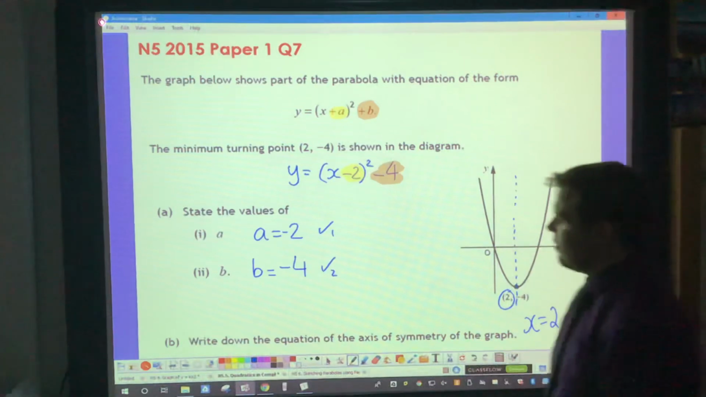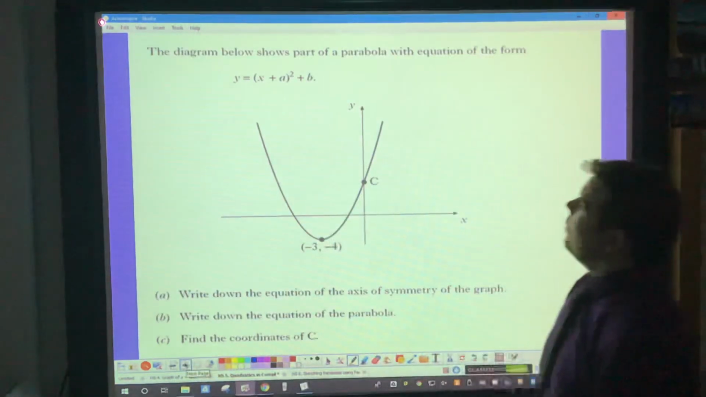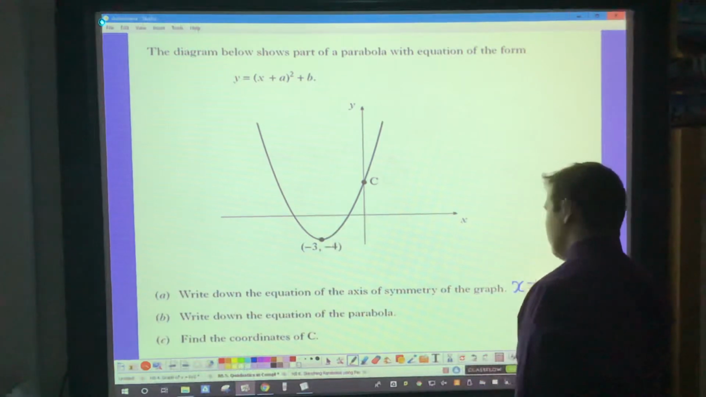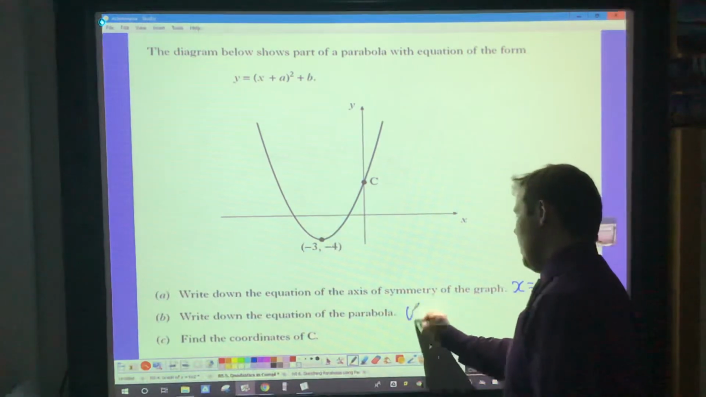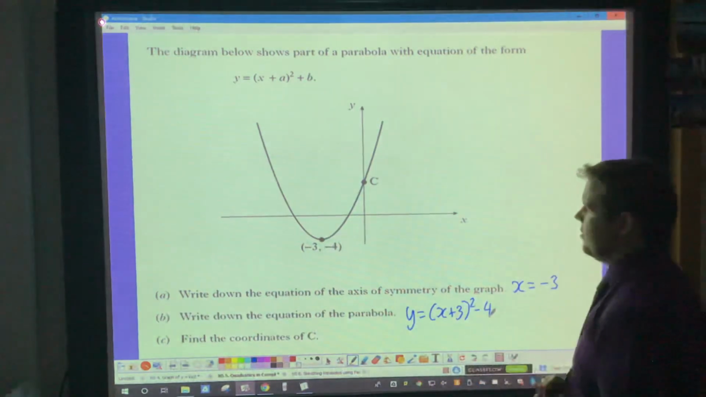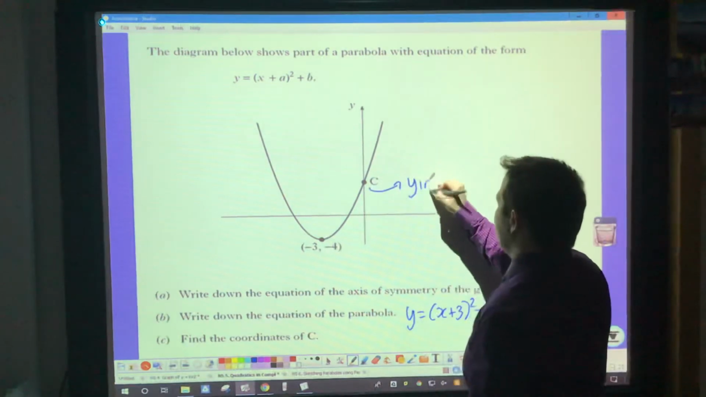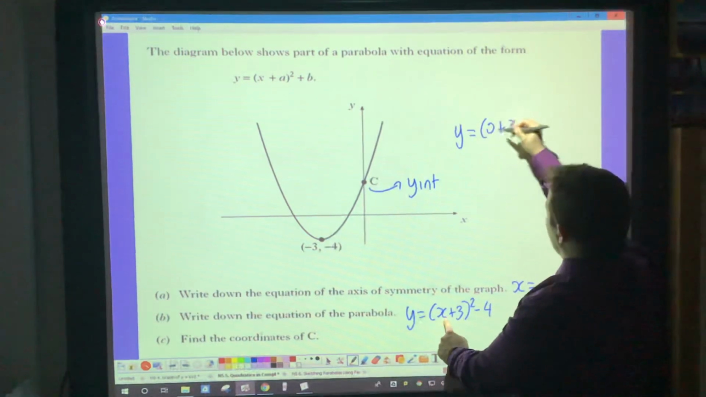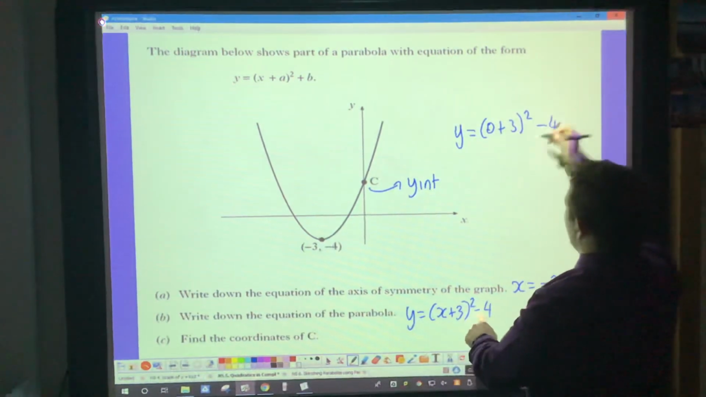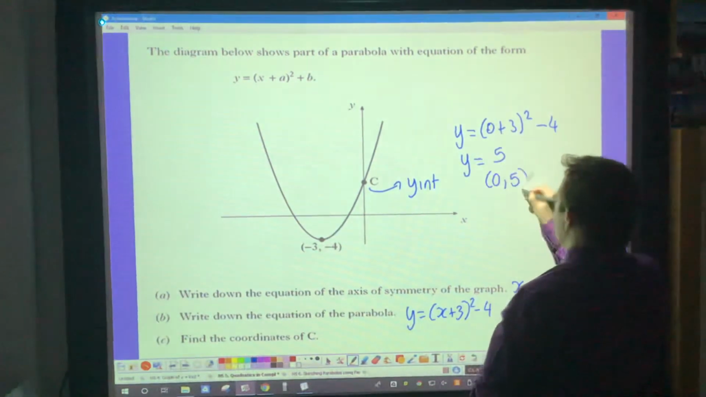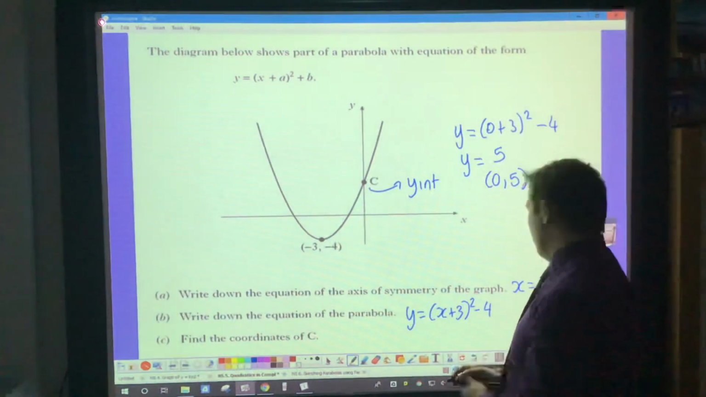Okay. Very similar. Have a wee go at that one. Okay. The axis of symmetry is x equals minus 3. The equation, y equals x plus 3 squared minus 4. And the coordinates of C, that is the y-intercept, so you're going to make x 0. So we've now got 0 plus 3 squared minus 4. That is 9 minus 4, which is 5, so the coordinates are 0, 5. Okay.